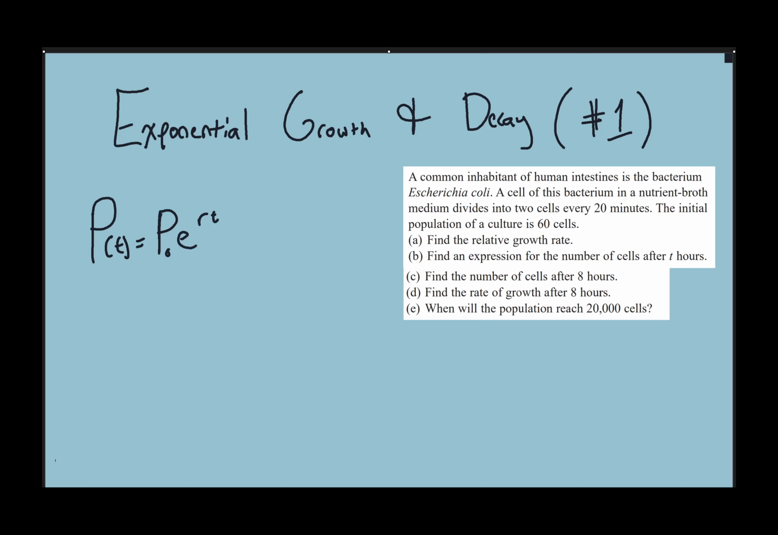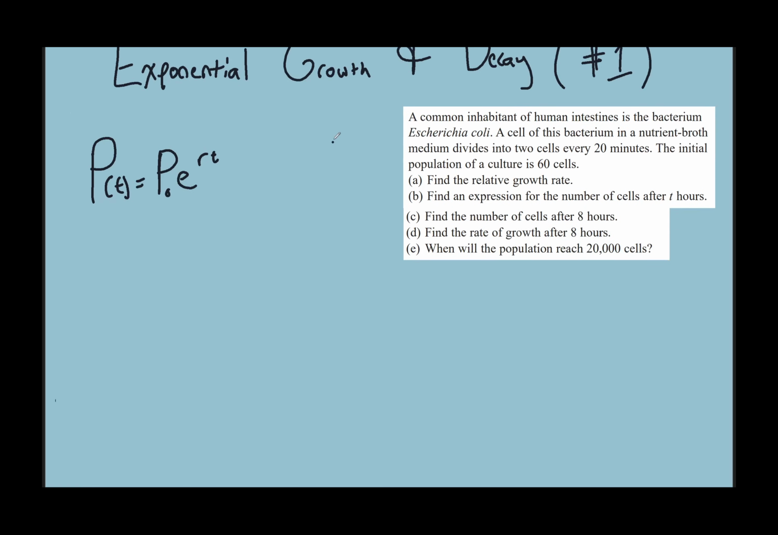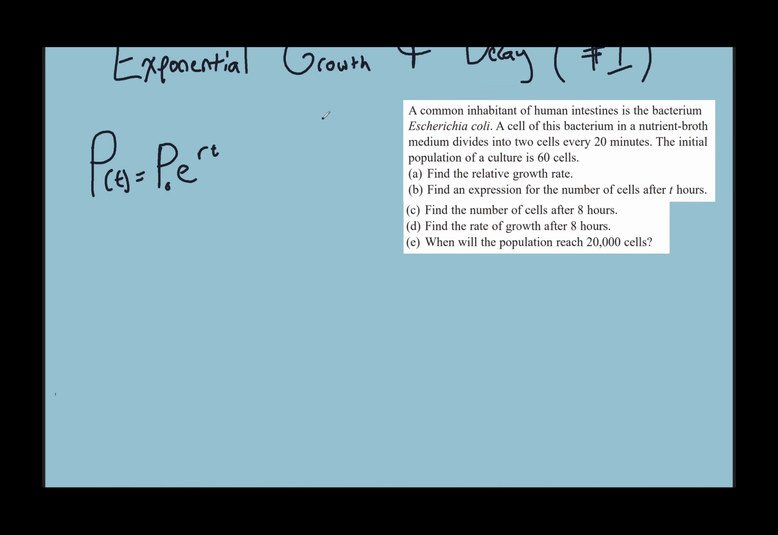And e represents continuous compounding. We don't need to get into the hardcore math because we're applying calculus right now. And they give us some of the information for this problem. They tell us it starts at 60, so that's our P naught. And they tell us it's every 20 minutes. That's 1/3 of an hour, and they're asking about hours here. So I'm going to call it 1/3.